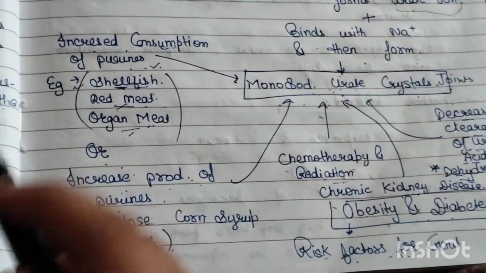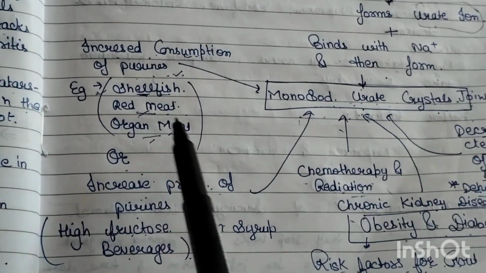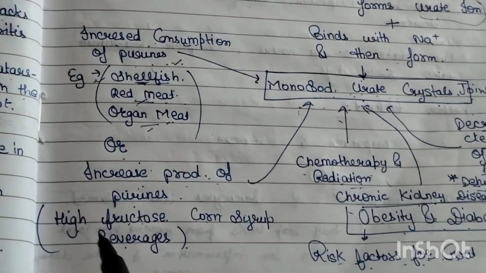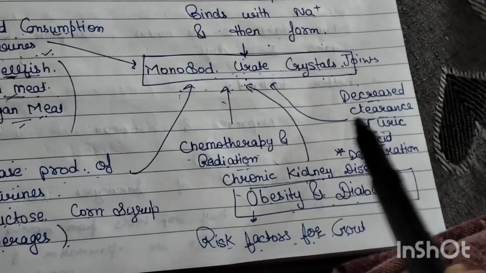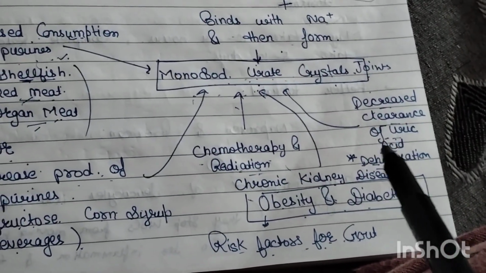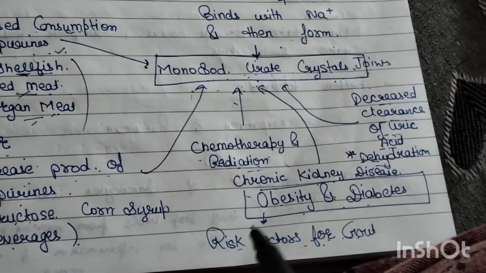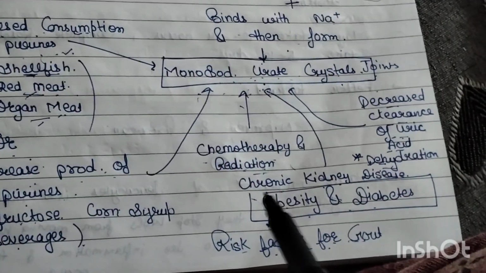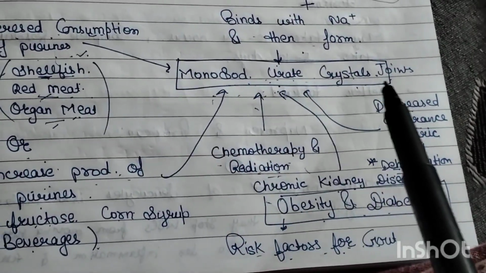Other reasons for its deposition are increased consumption of purines, for example shellfish, red meat and organ meat, and increased production of purines via high fructose corn syrup beverages. There will be decreased clearance of uric acid due to dehydration. Obesity and diabetes are risk factors for gout. Chemotherapy, radiation and chronic kidney disease are also major causes of monosodium urate crystals in the joints.